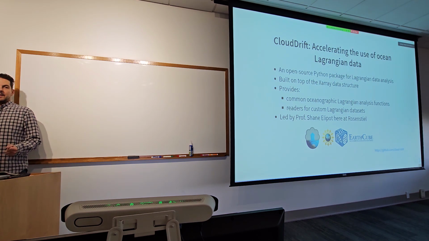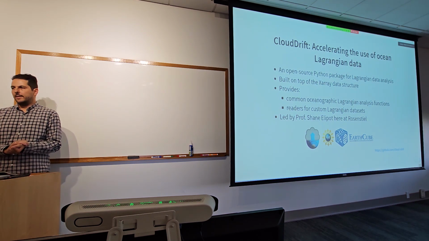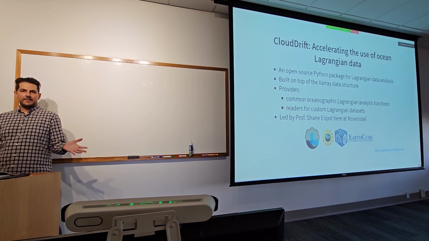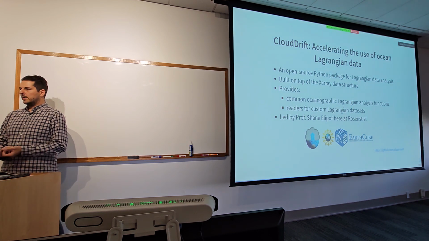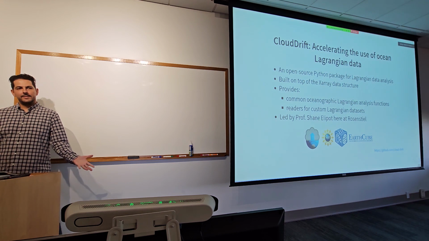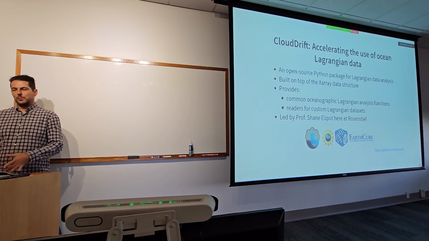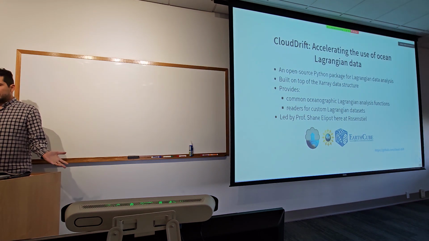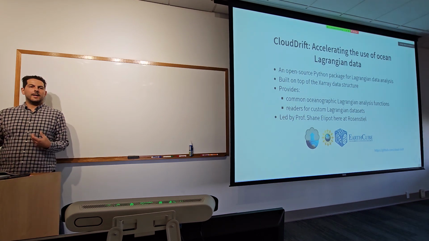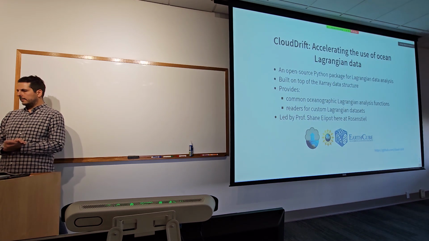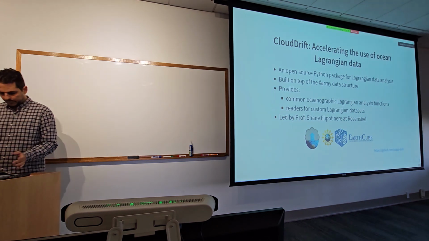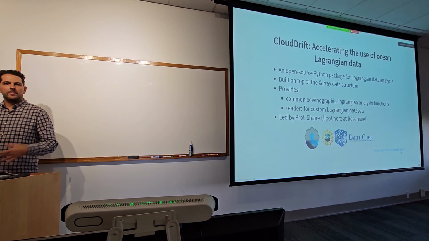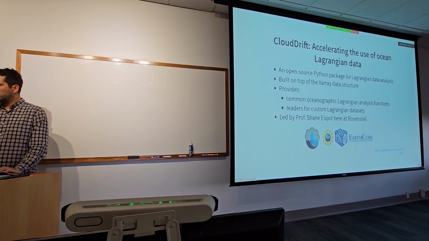I also want to feature CloudDrift, which I've been working on with Professor Shenglong Tian here for the past 9 months or so. CloudDrift is a Python library that aims to accelerate the use of Lagrangian ocean data. It's built on top of the Xarray data structure. If you use Python in geosciences, you probably also use Xarray. And this library provides common oceanographic analysis functions and also readers for custom Lagrangian datasets. And it's funded by NSF EarthCube. Of course, it's open source too. You can go to GitHub, get the code, play with it, and do cool Lagrangian analysis.